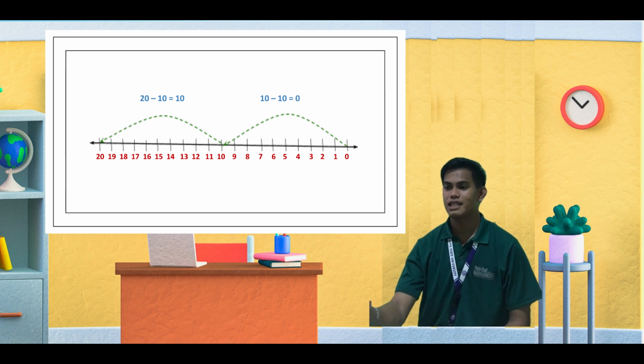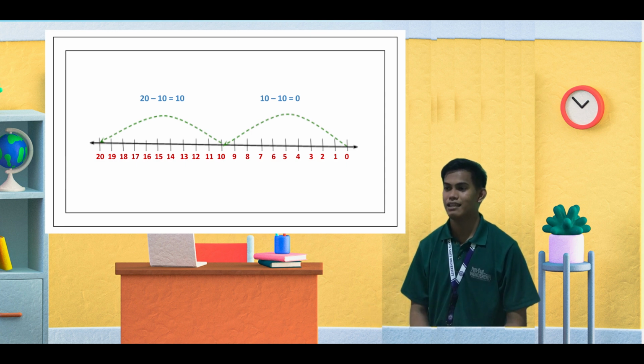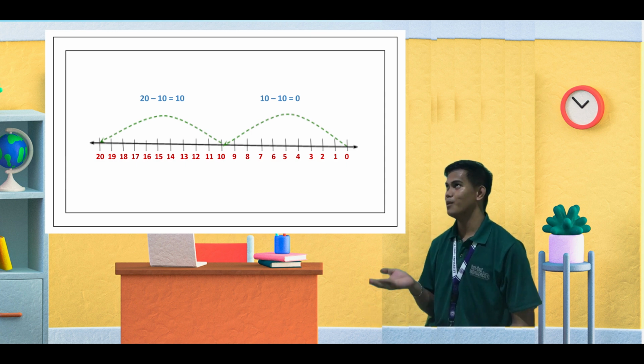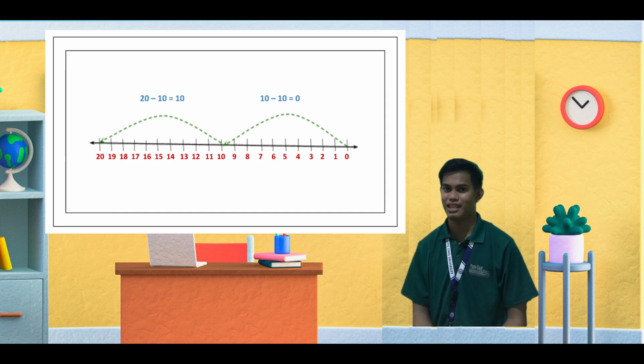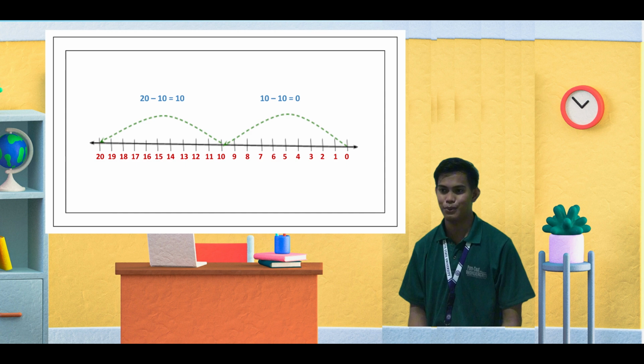Then, in skip count backward by 10, in our example, it starts from the number 20. So, we're going to subtract by 10. So, 20 minus 10 is equal to 10. Then 10 minus 10 is 0. So, we have 20, 10, and 0.